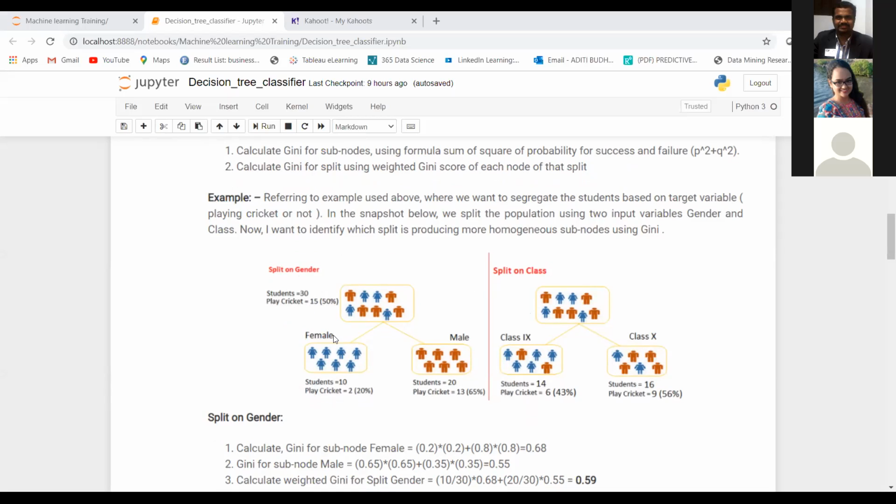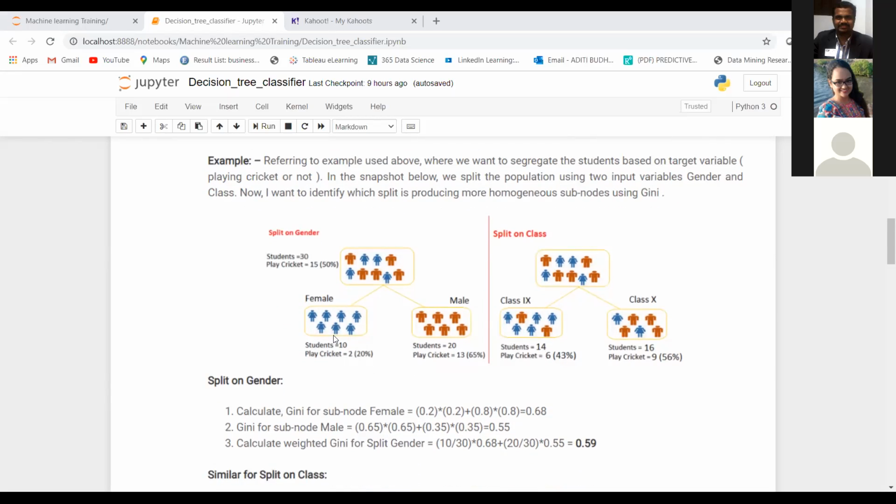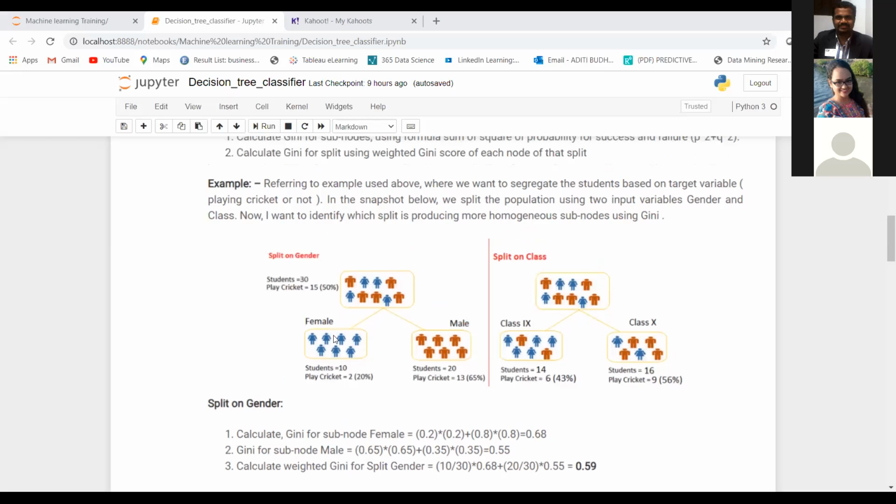Okay, and we have to predict if that student plays cricket or doesn't. So we have to predict whether that student plays cricket or not. This is our objective, and we have to derive our decision tree, for which we have to decide on which feature we should split our data.